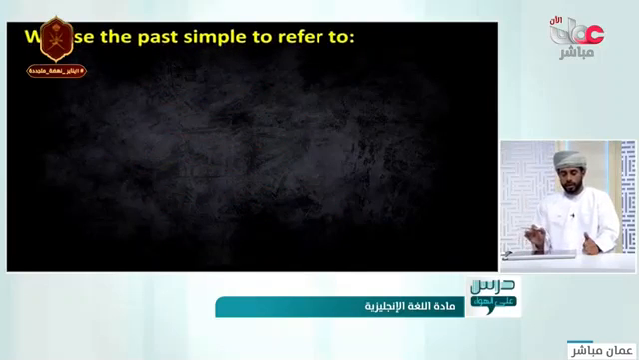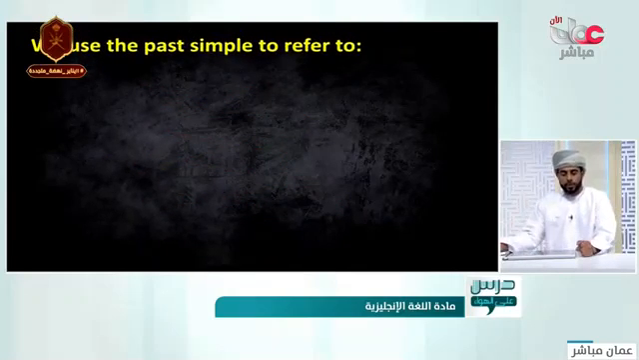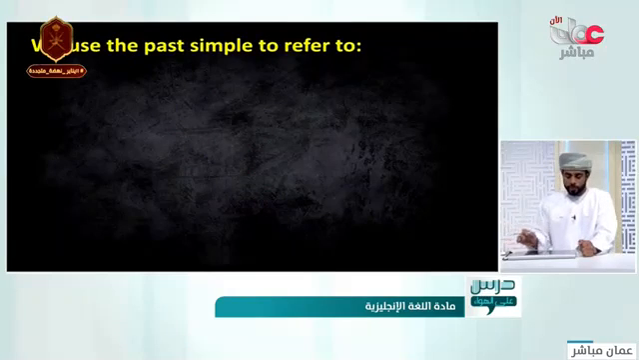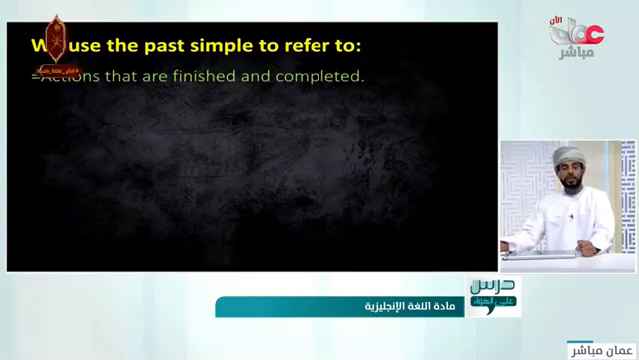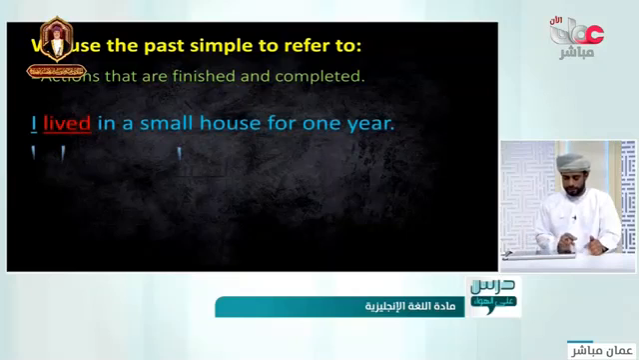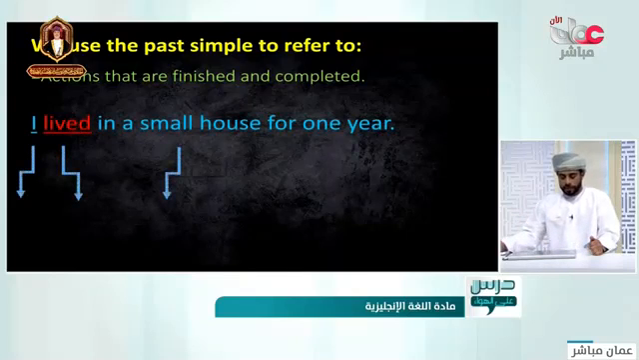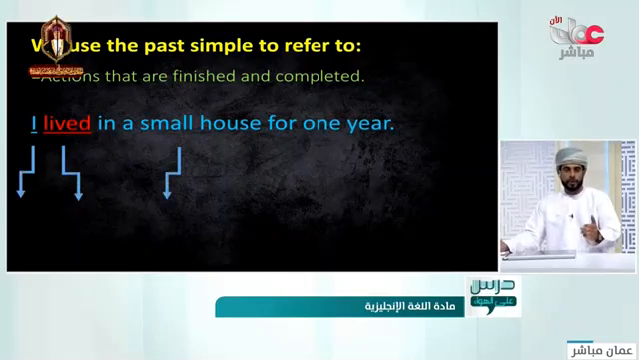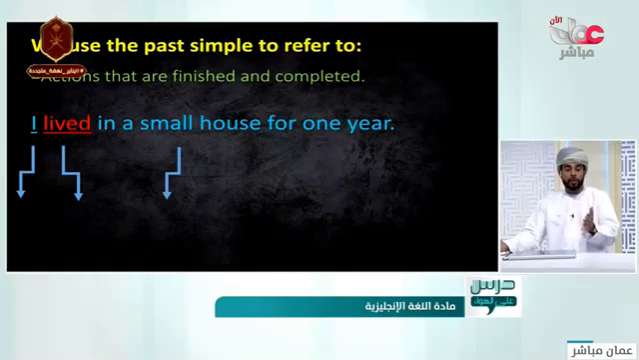First of all, when to use the past simple. We use the past simple to refer to actions that are finished and completed in the past. Something happened and finished in the past. Let's have a look at this sentence. I lived in a small house for 1 year. So I'm saying that I lived. I'm no longer living in a small house.